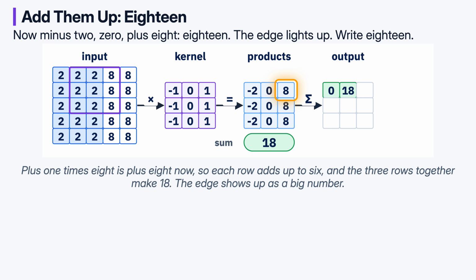Redo the products. The right number under the window is 8 now, so this one becomes +8 instead of +2. Each row adds up to 6. 3 rows of 6 make 18. Write 18 into the second output cell. The edge shows up as a big number.